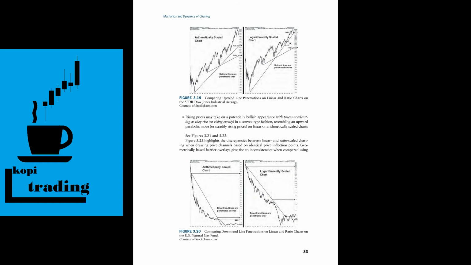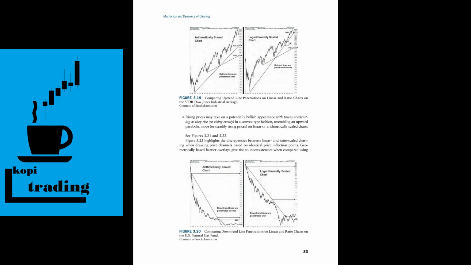Figure 3.19 comparing uptrend line penetrations on linear and ratio charts on the SPDR Dow Jones Industrial Average, courtesy of stockcharts.com. Rising prices may take on a potentially bullish appearance, with prices accelerating as they rise, or rising evenly, in a convex type fashion, resembling an upward parabolic move or steadily rising prices on linear or arithmetically scaled charts. See Figures 3.21 and 3.22.